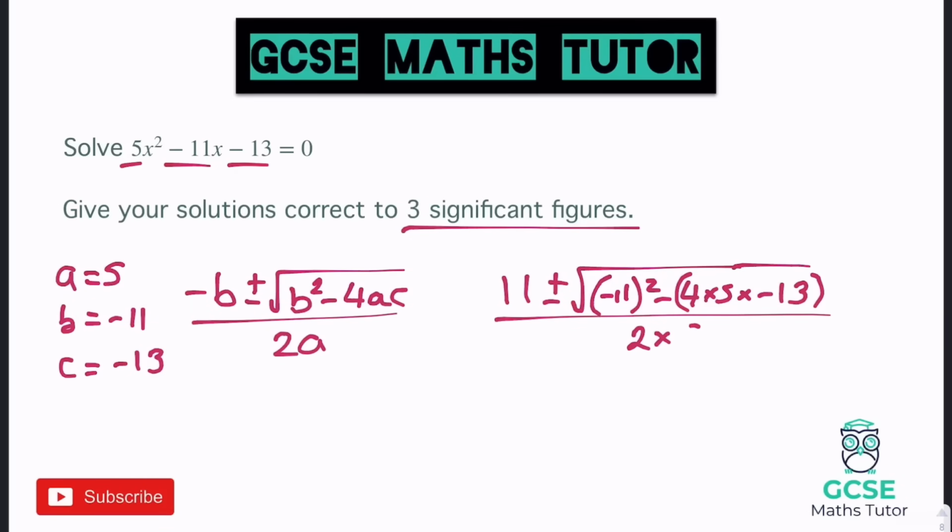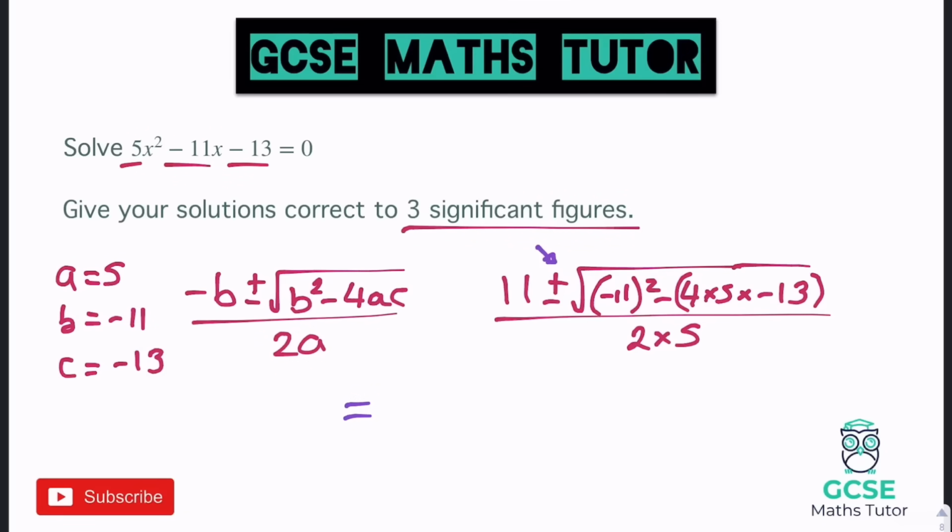Let's just write 2 times 5. Now if you've got a Casio calculator, which hopefully you do because they are the best ones for these higher GCSEs, then you need to just type that in as you see it. So press your fraction button, 11. Let's do plus. I'm going to do the plus version first. So I'm just going to do it once using the plus sign here, and then I'll do it again in a different colour using the negative. So 11 plus the square root of, in brackets, minus 11 close brackets squared, take away, in brackets, 4 times 5 times negative 13. Go on to the bottom of the fraction, and I'm just going to type in 10.